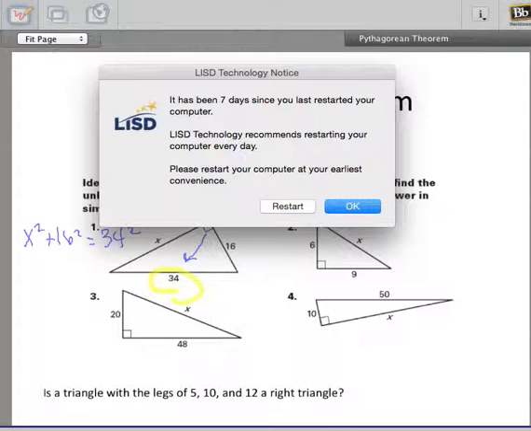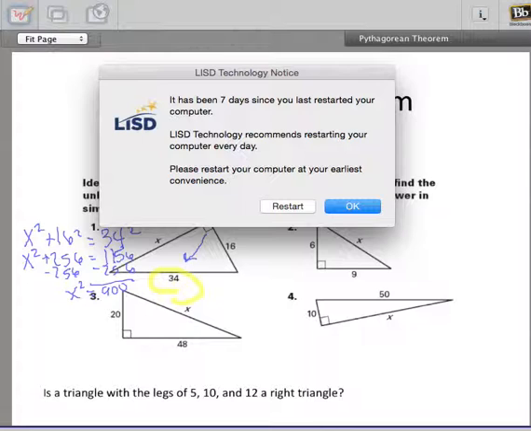And you would solve. X squared just stays x squared. 16 squared comes out to 256. 34 squared comes out to 1156. To get x by himself, we're going to subtract 256 from both sides. Minus 256 comes out to 900 equals x squared.